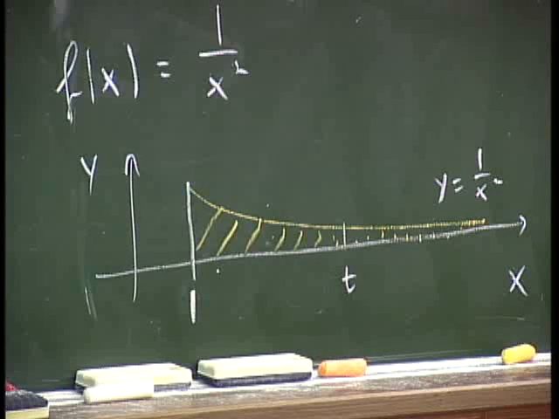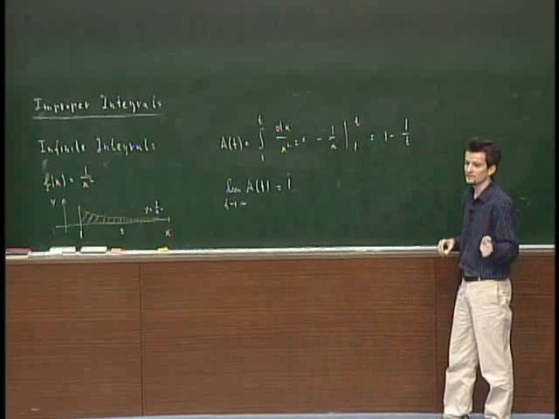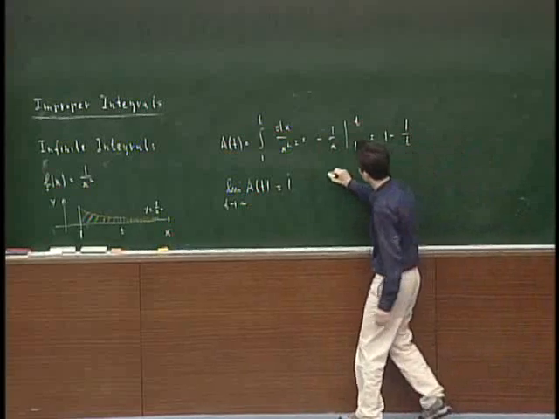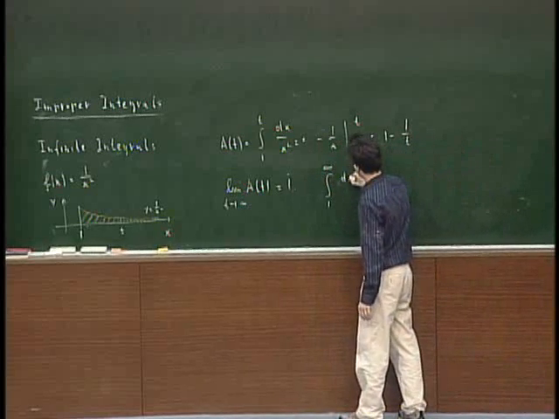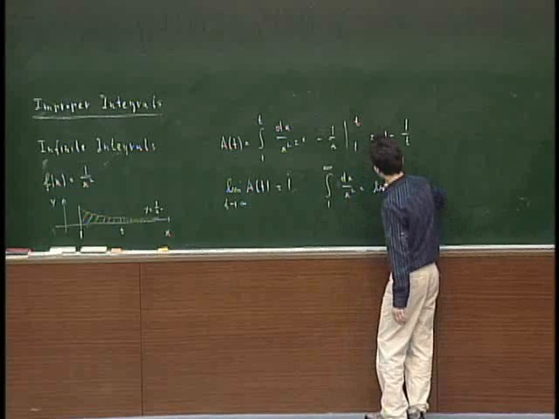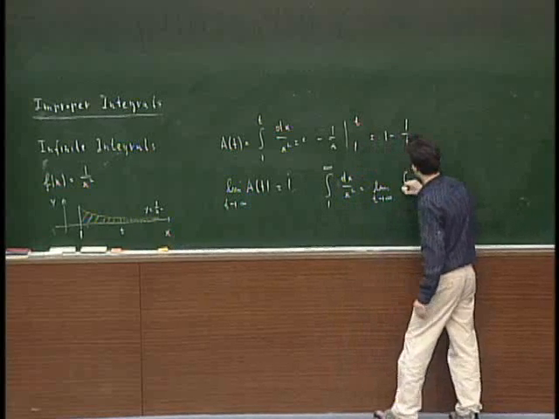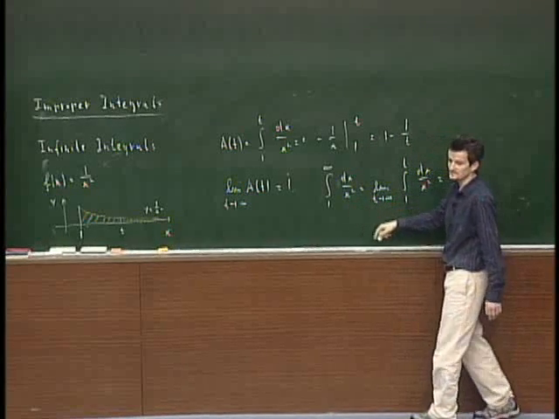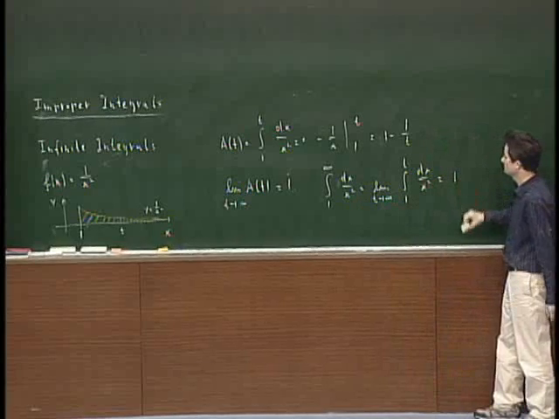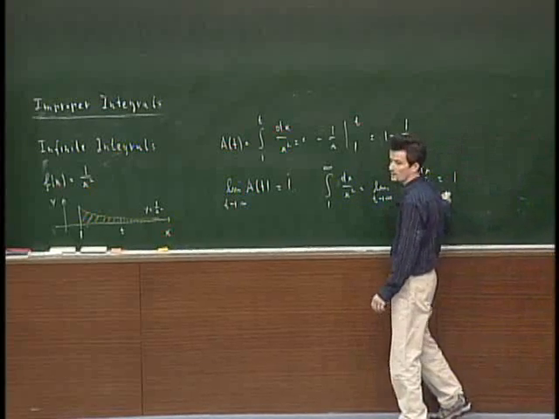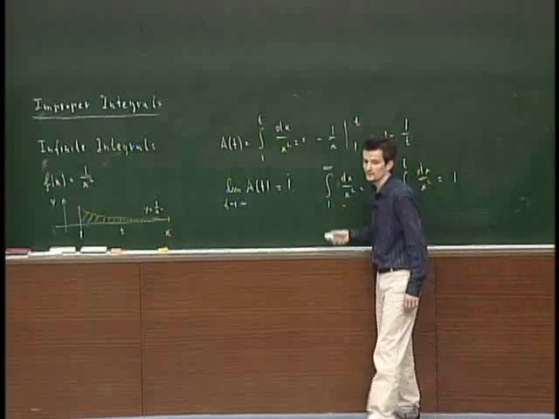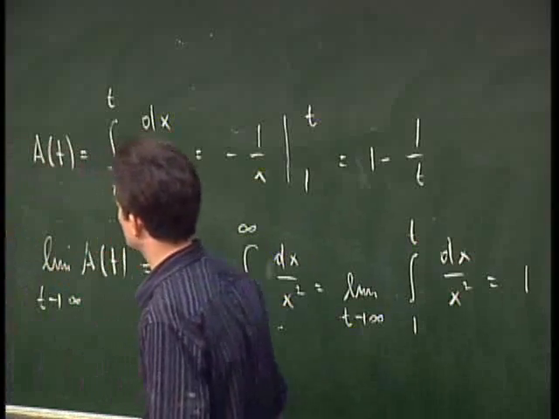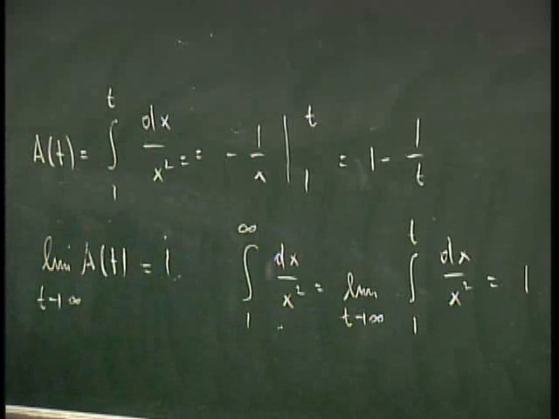Or in general, so this is for the area, and for the integral, we will define the integral from 1 to infinity as the limit of integrals. So we will define the integral from 1 to infinity of dx over x squared as the limit as t tends to infinity of these integrals here. So whenever this limit here exists, we will say that this integral here exists or is convergent, and the value is equal to 1. If this limit does not exist, we will say this integral is divergent. And this is a so-called improper integral of first type.